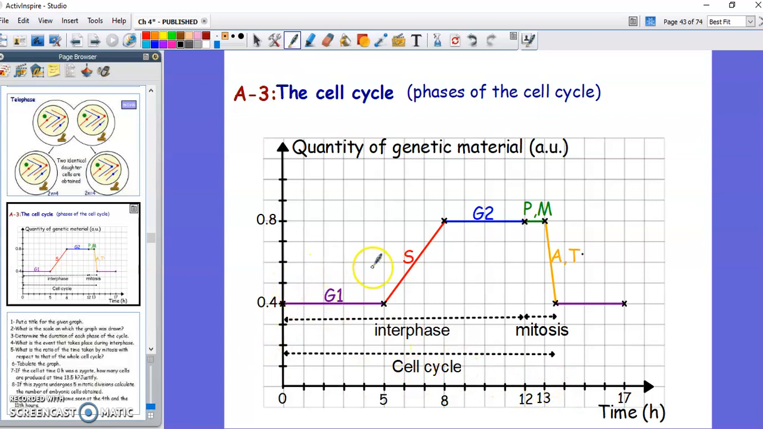Now, if we take each one by itself, we notice that gap 1, which is the first stage in the interphase, takes 5 hours, whereas the synthesis phase takes 8 minus 5, which is 3 hours. G2 is about 4 hours, and we can notice that all of the mitosis is 1.5 hours.